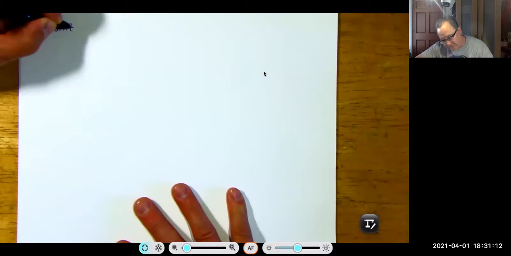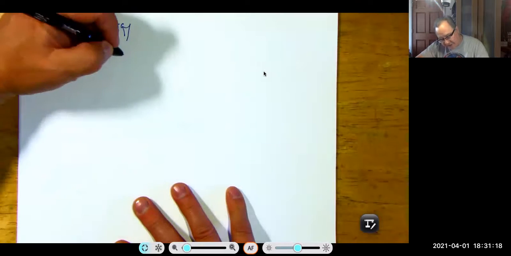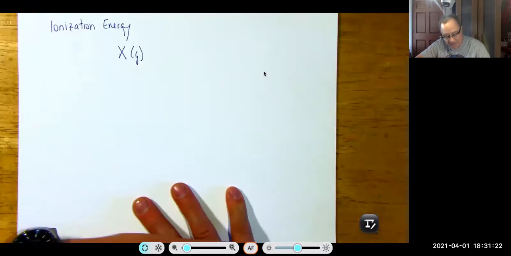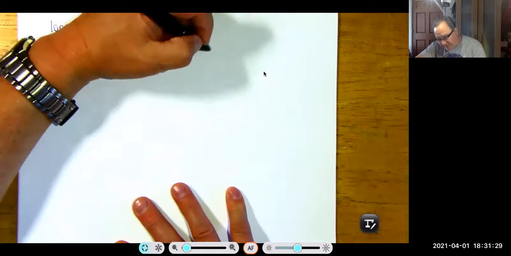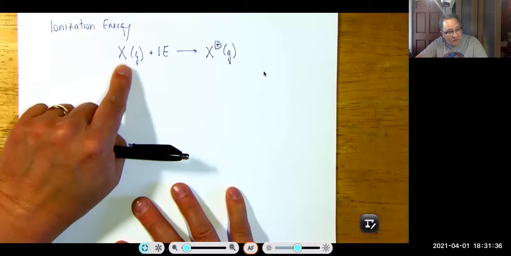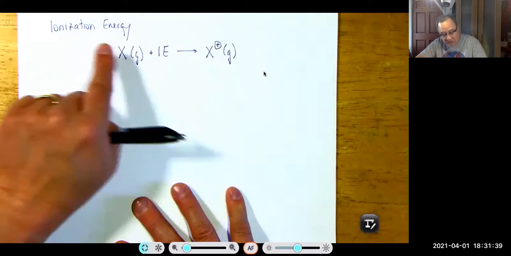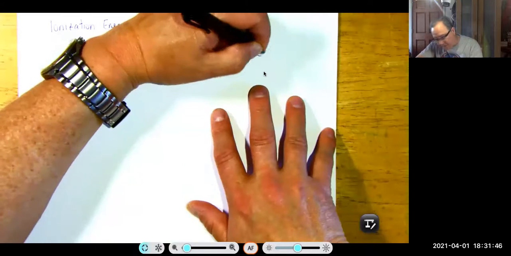Now, the tough periodic trends are ionization energy and electron attachment enthalpy. So let's look at ionization energy. Ionization energy is when you have a neutral atom and you apply energy to it, and what happens is you take an electron off of that atom. When you take an electron off of that atom, it becomes an ion, and therefore it's called ionization energy. Now, to make this balanced, we have to put the electron over here.